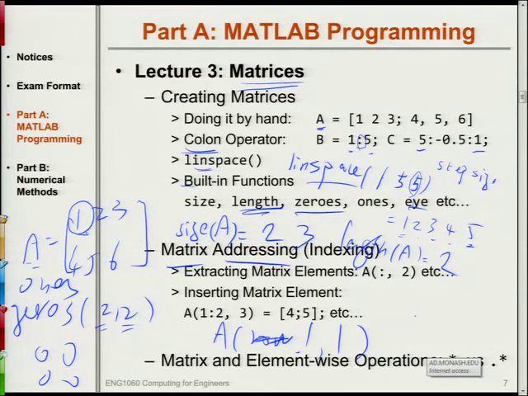Then for matrices, we study the element-wise operator. For example, two matrices multiply each other. A, B are the same size. When they multiply each other, they must be the same size. So A, B, when you do multiplication, what we normally do is put a dot there. It means element by element multiplication. Also division, okay, that way.